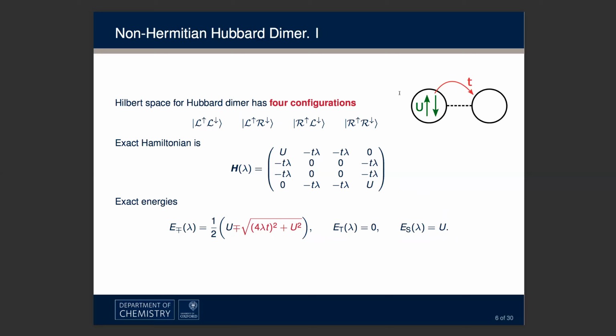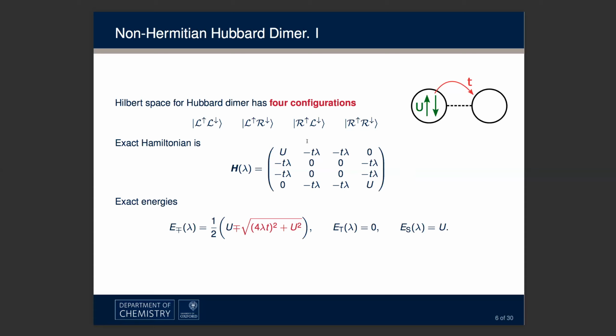And just to give us a bit of a feeling of what change this makes to electronic structure, we can look at the Hilbert space for our Hubbard dimer, and we can look at the exact Hamiltonian in this Hilbert space. So just to get us all in the right basis, our Hilbert space here has 4 configurations. So we have both electrons on the left, one on each site, and both electrons on the right. And we can build the exact Hamiltonian, and it's quite a simple Hamiltonian here. And we've introduced a coupling term lambda, which is introducing the off-diagonal terms to our expression.